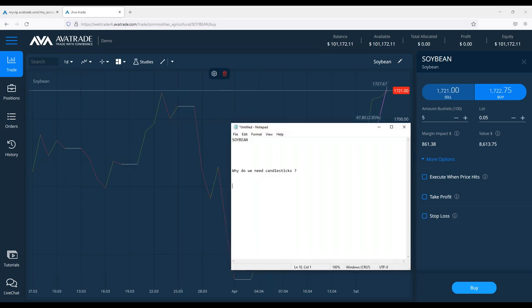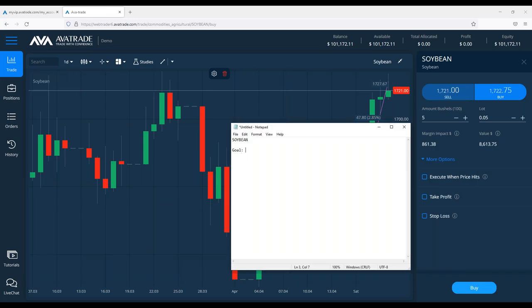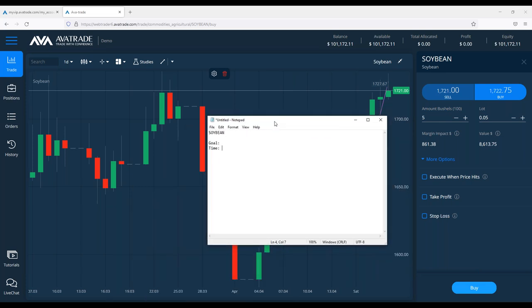Candlesticks give more information, and that suits what we are going to do now, which means goal. Everybody knew that it would come down to this. Okay, goal, and we have time. This particular time will be, let's say, 3 days. Okay, movements, units, and the amount is something I will put in a second.